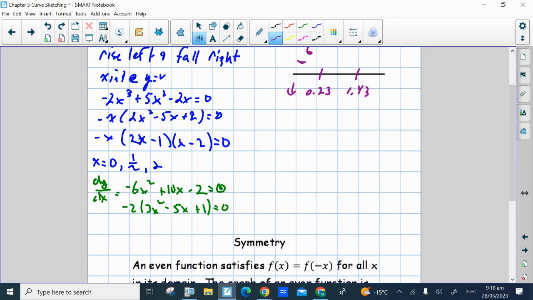A number between those critical numbers would be positive 1. When we look at the derivative and let x equals positive 1, we're going to get negative 6 plus 10 is 4. Take away 2 is still positive, positive 2. So the function is increasing in that interval. In the last interval, we can use positive 2.